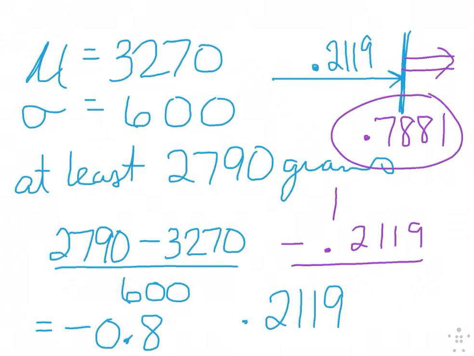I'm trying to figure out where the 0.2119 comes from. The chart in the book. Page 598. Why do you subtract it? Because when it says at least, the chart only tells you from the left to the right, like less than. When you say at least, you want greater than, so you want the right-hand side. So that's why I have to subtract it from 1.